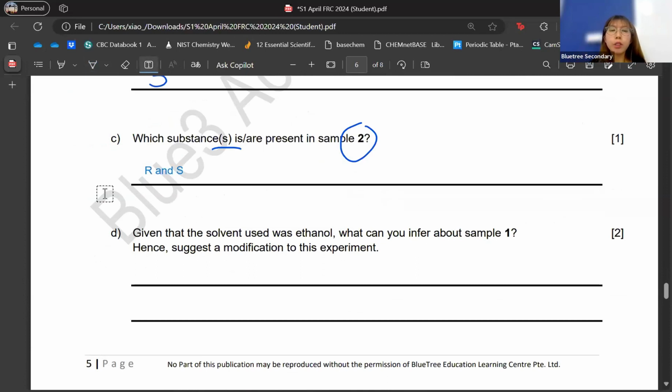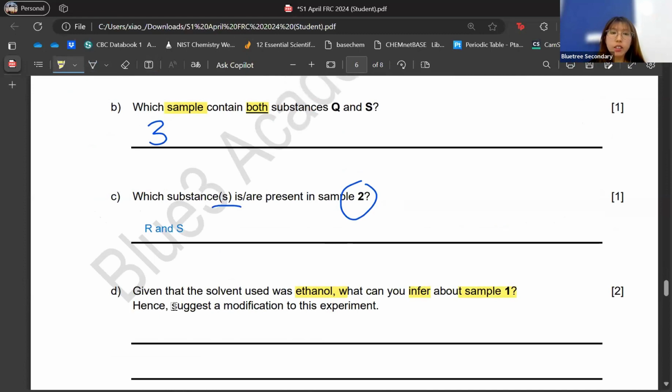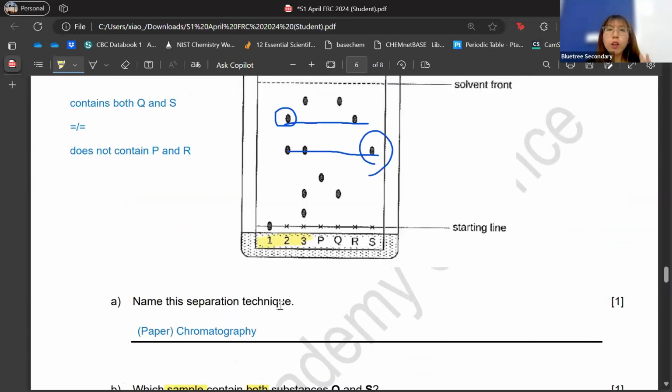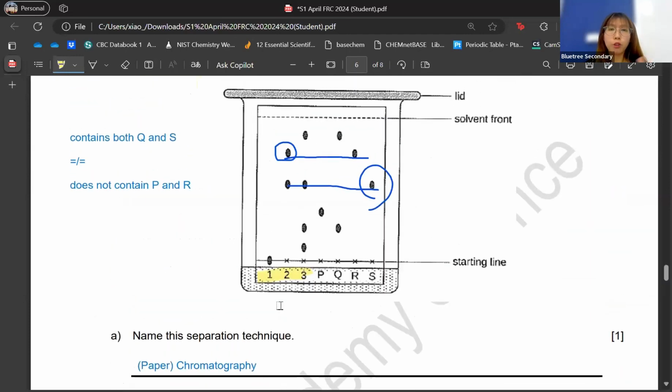Okay, so the real deal from the question starts from part D. Given that the solvent used was ethanol, what can you infer about the result of sample 1, and hence suggest a modification to this experiment. Don't forget your separating principle of chromatography. How do we separate the samples in the technique of chromatography? We separate them based on the difference in solubilities in the same solvent that we use.